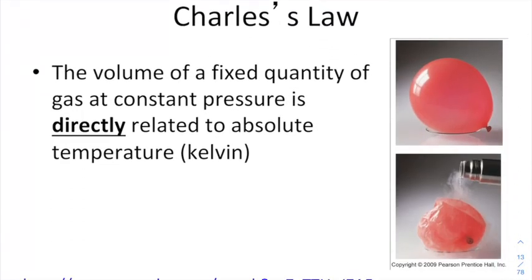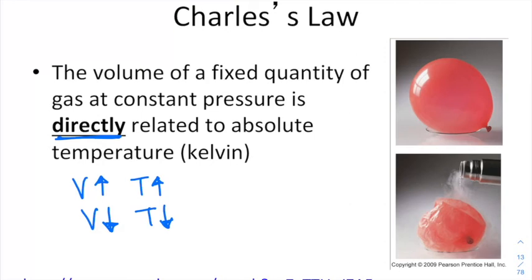All right, so next up we have Charles' law. The volume of a fixed quantity of gas at constant pressure is directly related to the absolute temperature in Kelvin. So it's a direct relationship; here we're looking at volume and temperature. When volume goes up, temperature also goes up. Volume goes down, the temperature will also go down. So that's what we mean by a direct relationship, but that's something you probably know.